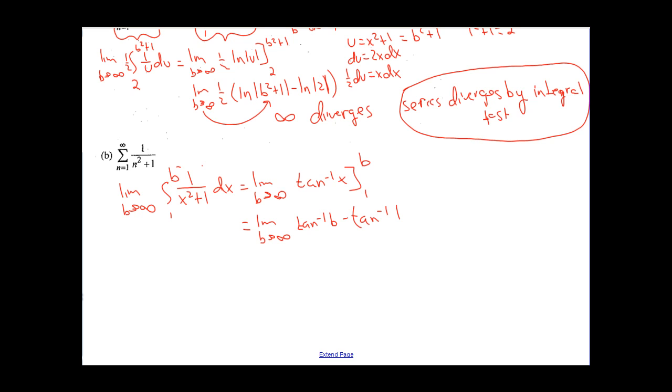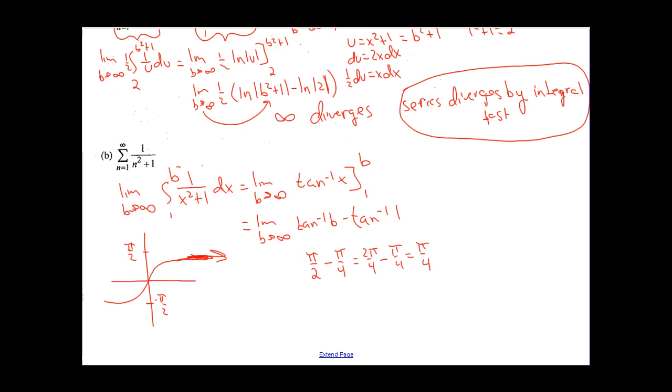Well, the inverse tangent of infinity, if we look at the graph of inverse tangent, we have negative pi over 2 here, pi over 2 here, and this is inverse tangent. So as we're approaching infinity, the inverse tangent is approaching pi over 2. So this becomes pi over 2 minus the inverse tangent of 1, which is pi over 4, since pi over 4 has a tangent that is 1. That is 2 pi over 4 minus pi over 4, which is equal to pi over 4.